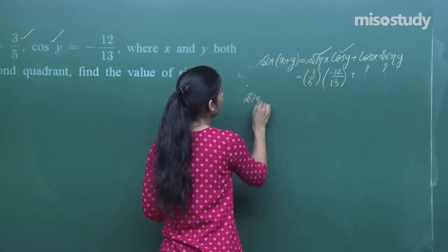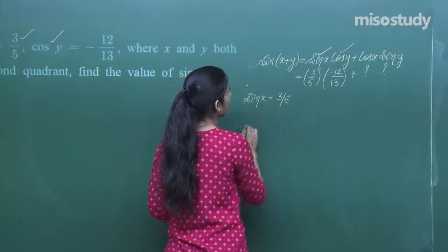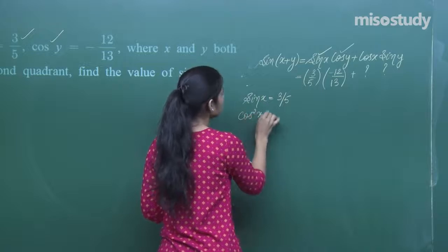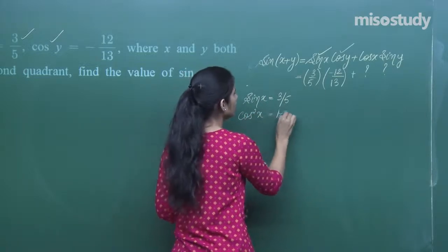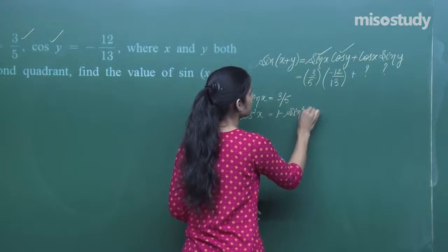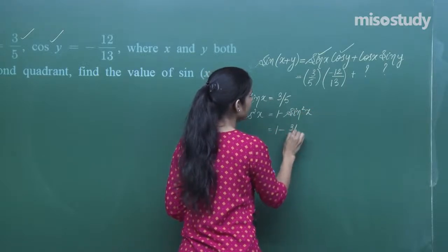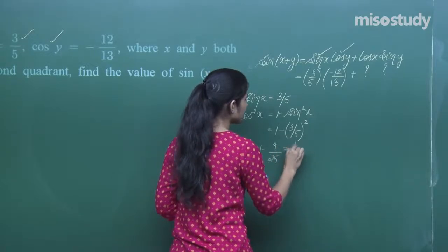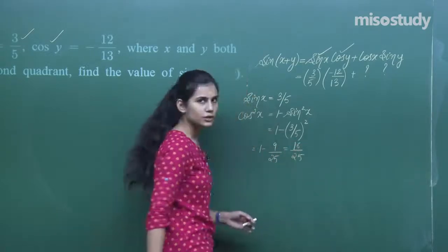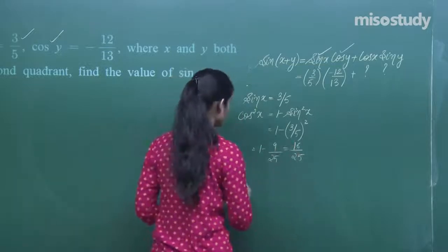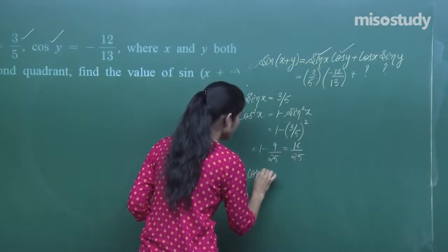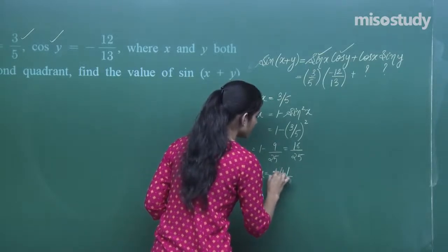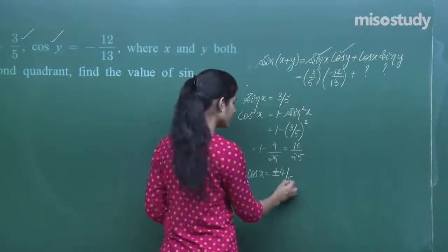Sin x, if it is 3 by 5, from here I can compute cos x. How? I know cos square x plus sin square x is 1. So, cos square x is 1 minus sin square x. That is 1 minus 3 by 5 whole square, which is 1 minus 9 by 25, that is 16 by 25. If cos square x is 16 by 25, cos x is plus minus 4 by 5. I am just taking the square root of 16 by 25, that is 4 by 5 with a plus minus sign.